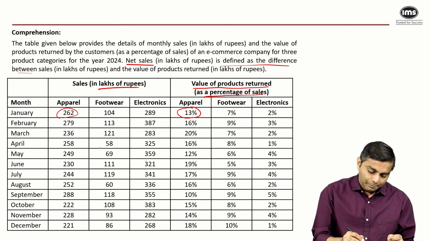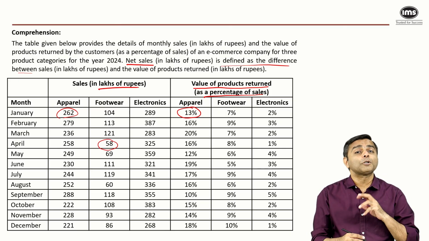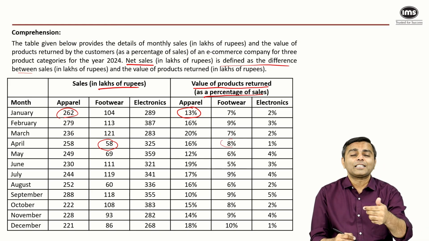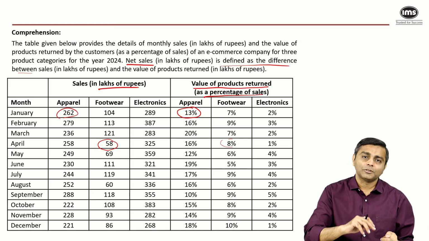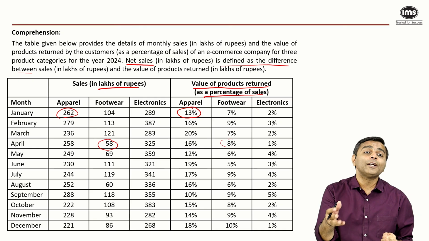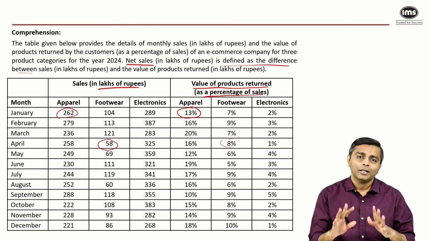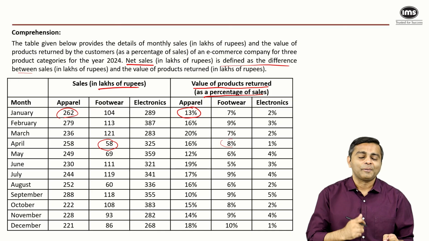Okay. One more value. Let's say we talk about April footwear. April footwear sales was 58 lakhs. And 8% of 58 lakhs was the return value. So 8% was return. So net sales was 92% of 58 lakhs. Okay, I hope this is clear. This is how we are going to read the table. Now, let's get into the questions.